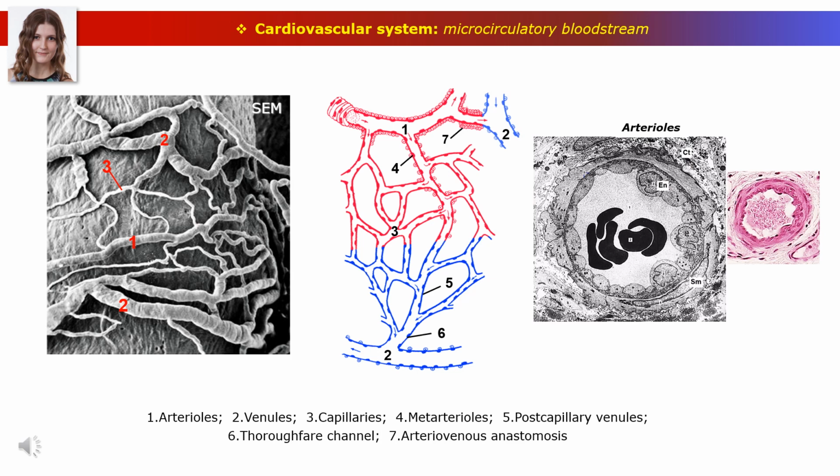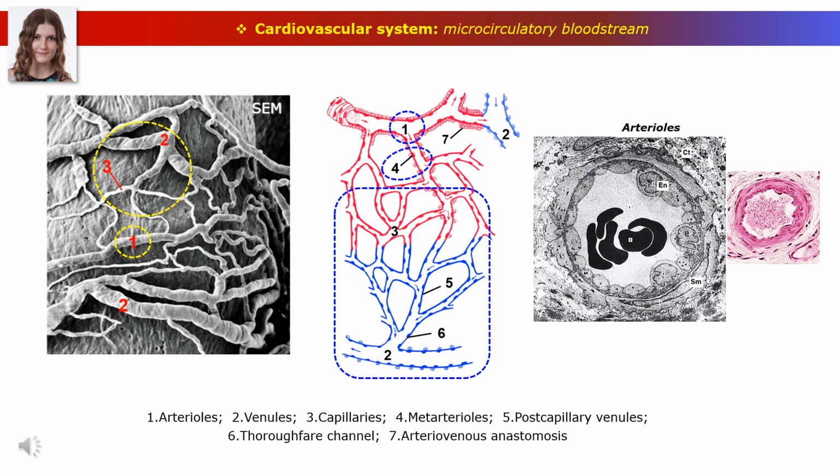From the arteries, blood flows into the arterioles, first terminal, then meta-arterioles, and then into capillaries and venules. These three components form the microcirculatory bloodstream, which ultimately ensures metabolic processes in tissues, thermoregulation, and delivery of immune cells.